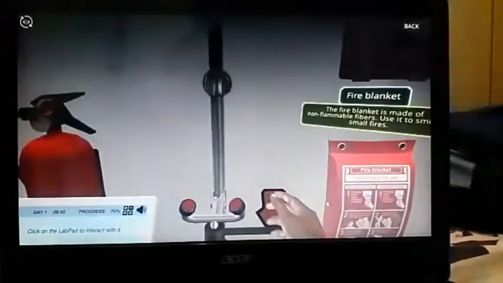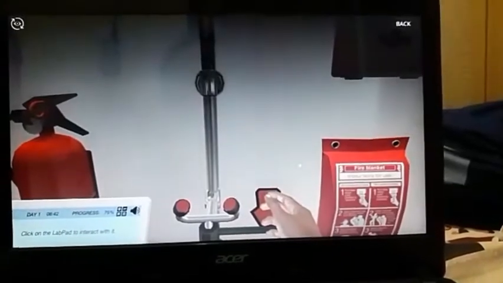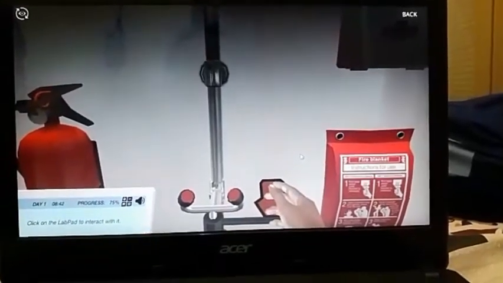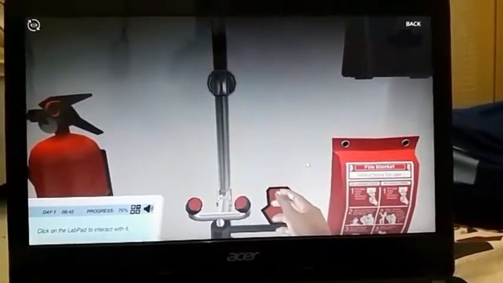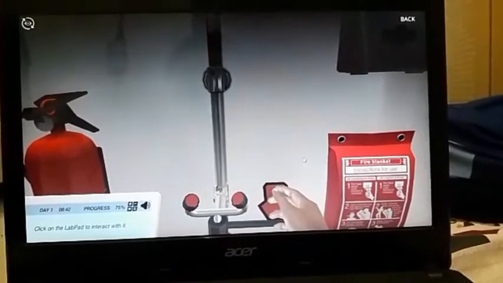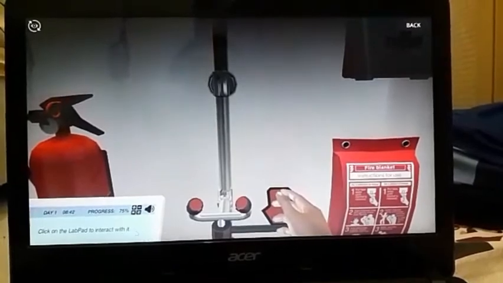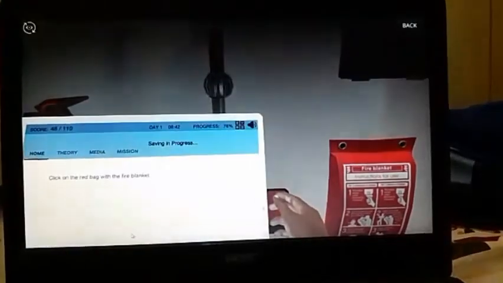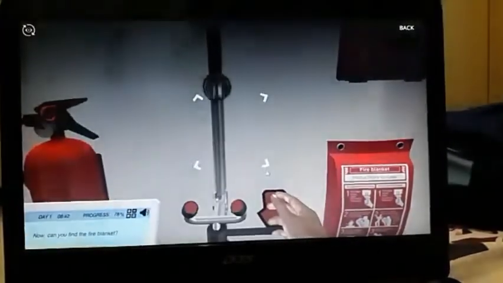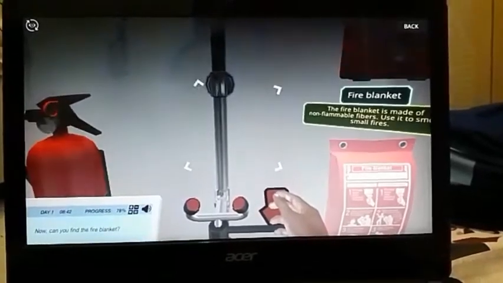Your decision to evacuate the lab has been reconfirmed. If something is steaming or bubbling, you should never close it. If the reaction continues, the pressure will increase until it explodes. Congratulations on your smart decision. Now, can you find the fire blanket?